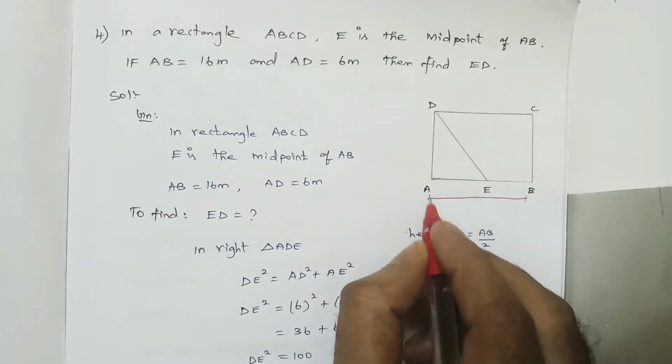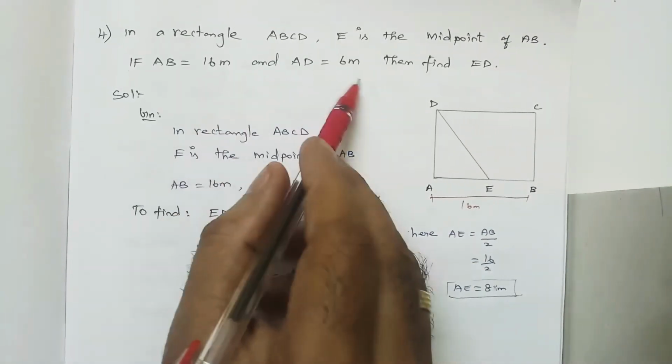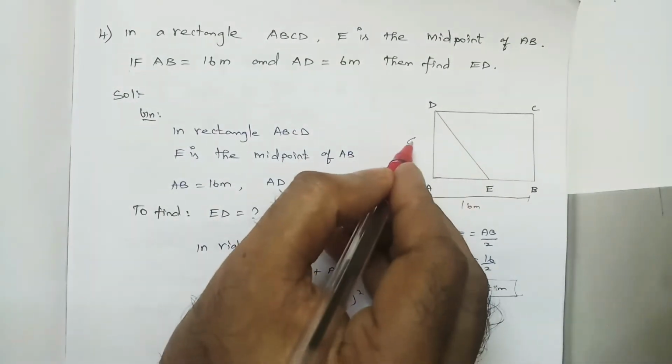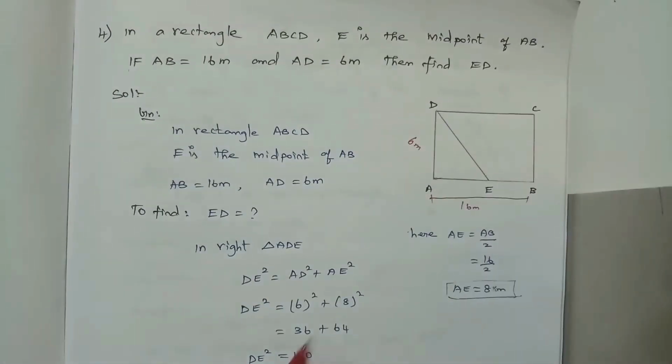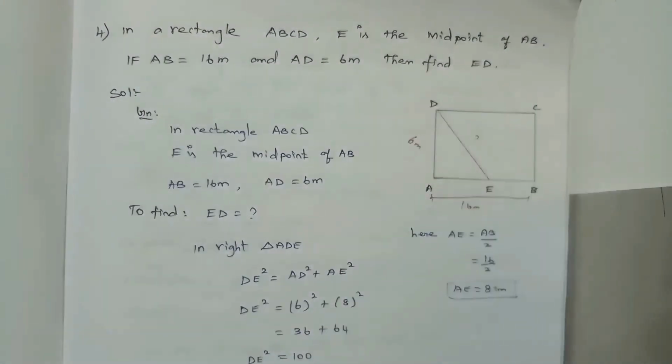So AB is equal to 16 meter, and AD is equal to 6 meter. Then find ED. So how do you want to find it?